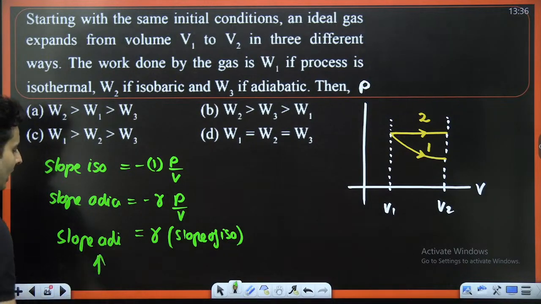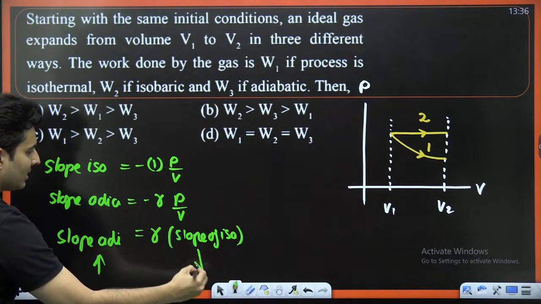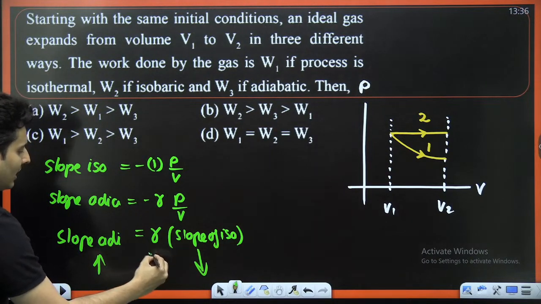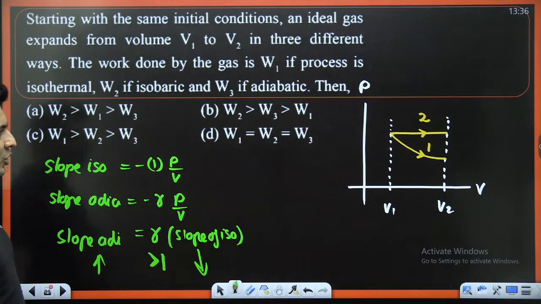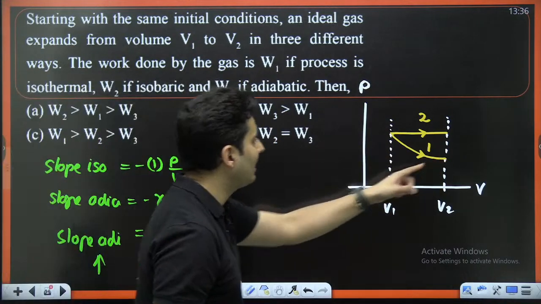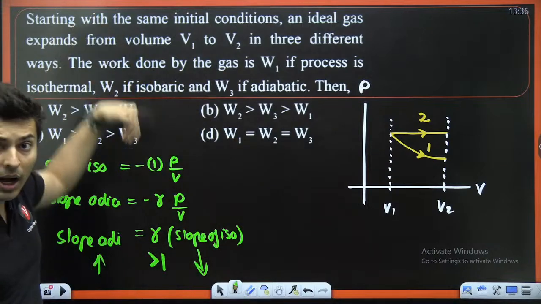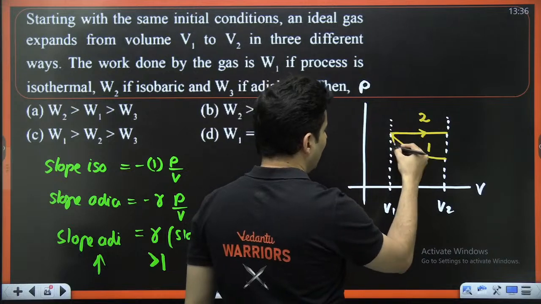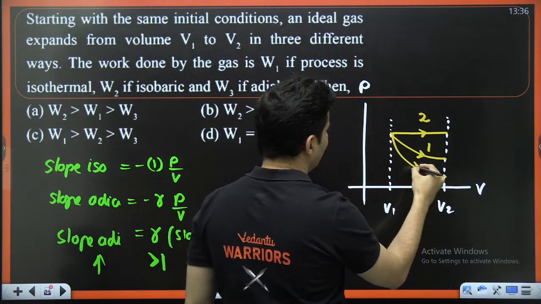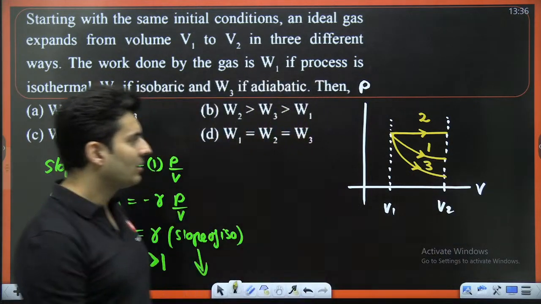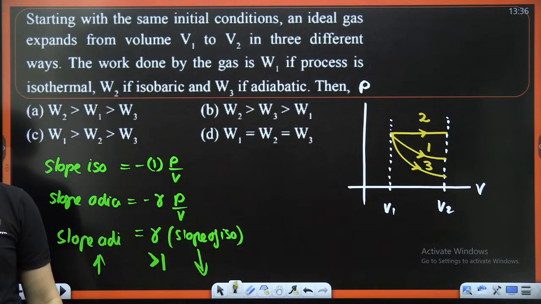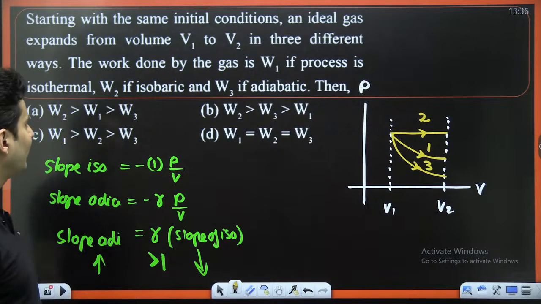So whose slope is more? Adiabatic. Whose slope is less? Isothermal. Why? Because gamma is always more than 1. So if 1 is isothermal, I should show higher slope for adiabatic. For adiabatic, it will be like this. So this will be 3.